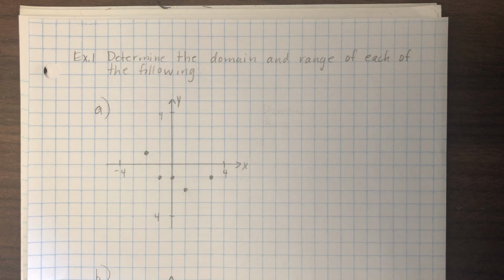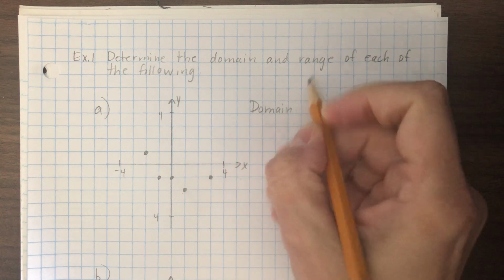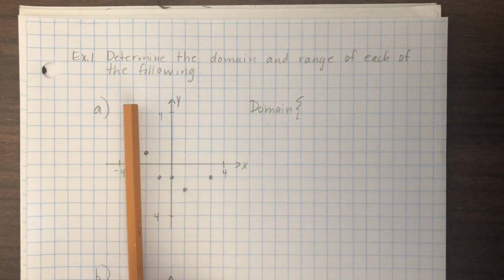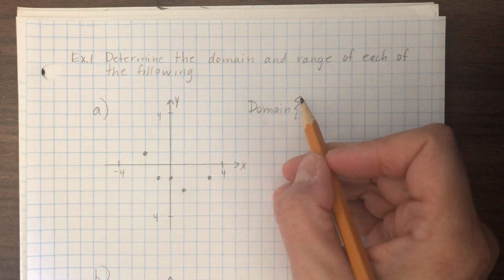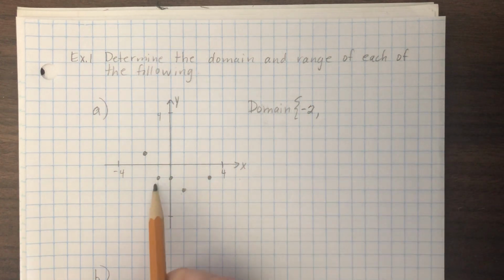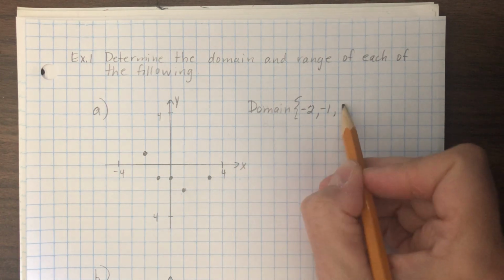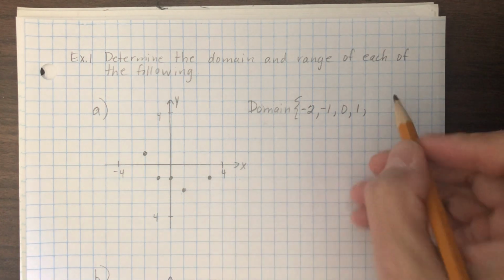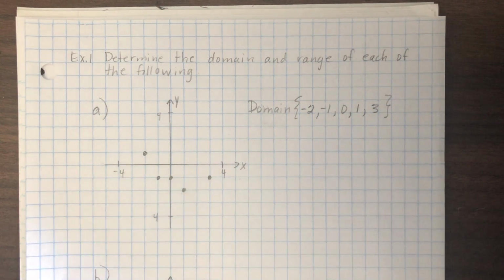So first we're going to focus on the domain. That means we have to identify all the x coordinates of the points that are shown. If I'm going from the lowest x coordinate to the highest, I'm going to go from left to right when I look at the points. This point has an x coordinate of -2. The next point has an x coordinate of -1. The next point has an x coordinate of 0. The next one has an x coordinate of 1. And the last point has an x coordinate of 3. So that's my domain. These are all possible x coordinates that make up this graph.